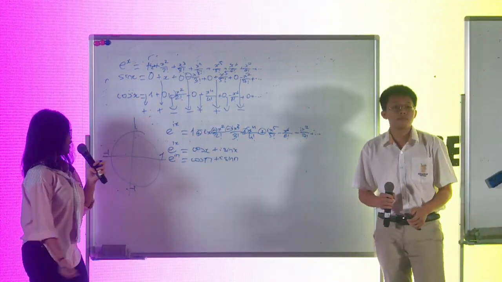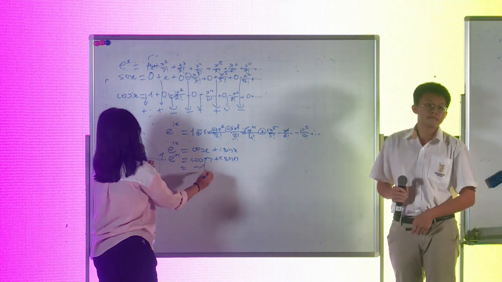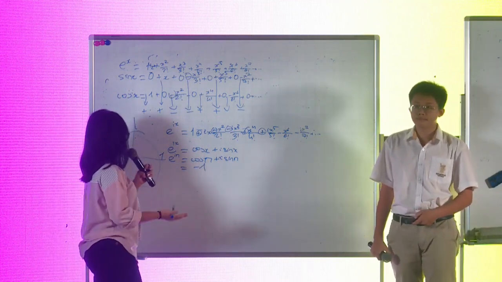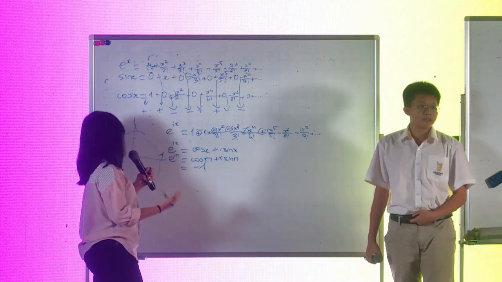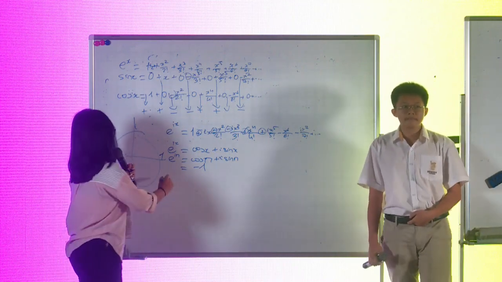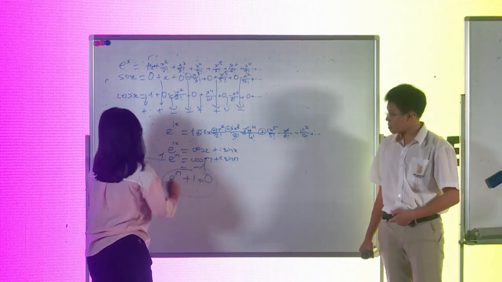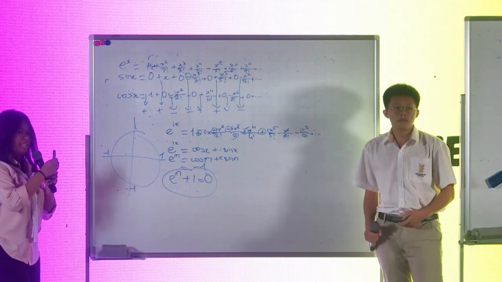Cosine of pi is equal to minus 1. Sine of pi is equal to 0. So therefore, e to the power of i pi is equal to minus 1. So therefore, e to the power of i pi plus 1 will be equal to 0. And that concludes Euler's identity.